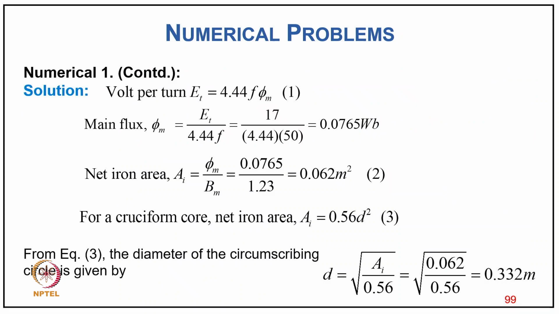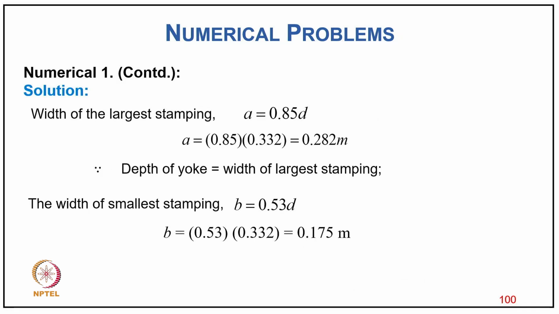Now coming to volt per turn, ET equals 4.44 f phi m. So you can find phi m equal to ET over 4.44 f, which comes to 0.0765 Weber, and net iron area is phi m upon Bm, which comes, putting in the values, to 0.062 meter square. For cruciform, the net area is AI equal to 0.56 D square. From this you can find D, putting in the value of AI divided by under root 0.56, which comes to 0.332 meter. Now the width of the largest stamping, A equal to 0.85 D, you can calculate as 0.282 meter, and the depth of the yoke is the width of the stamping. So the width of the smallest stamping, B equal to 0.53 D, comes, putting the value in this formula, to 0.175 meter.